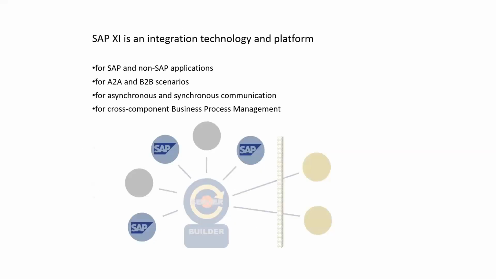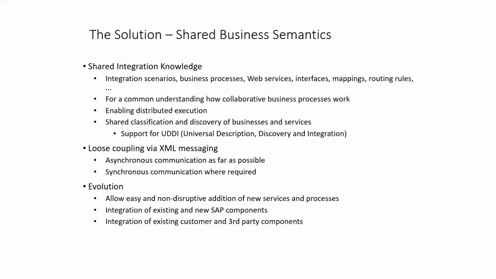So, what are the shared business information? Let's say integration scenario. What all things are available in the package? You have the integration scenario, business process, web service, mapping, routing rules. All those things come out of the box with your PI. You have a common understanding of collaborative business. You require very little business process knowledge; rather than this, you just require the technical knowledge.